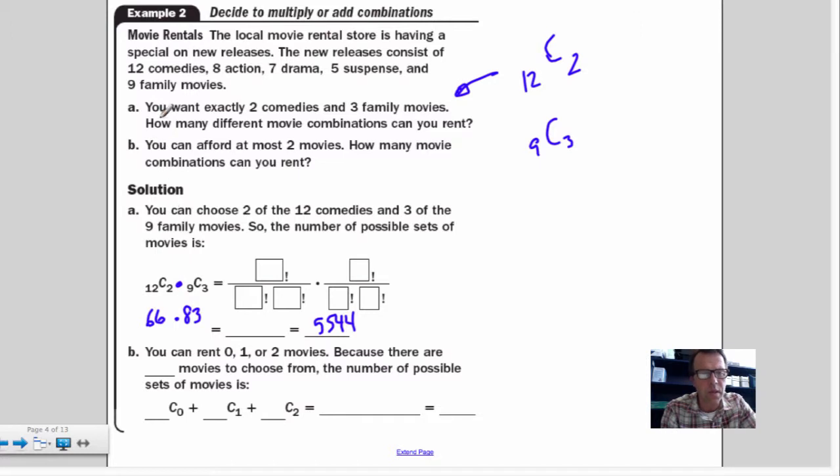And so the next question is, this one gets, this "at most" should be underlined. So you can afford at most 2 movies. How many movie combinations can you rent?